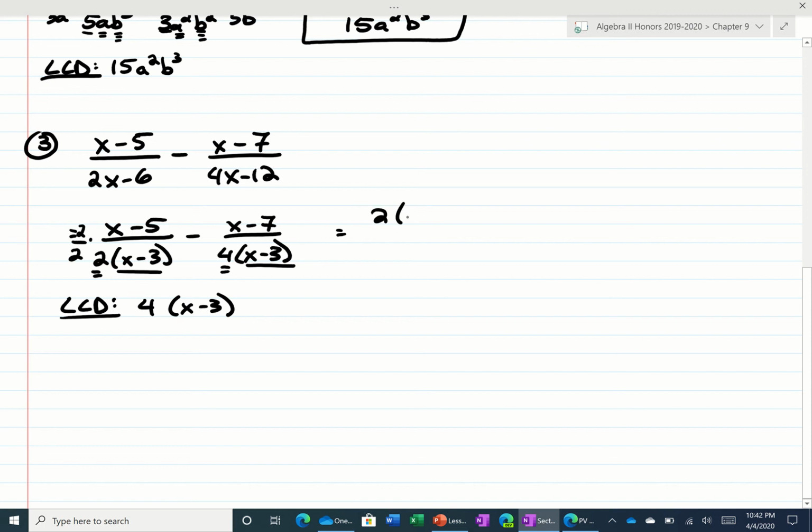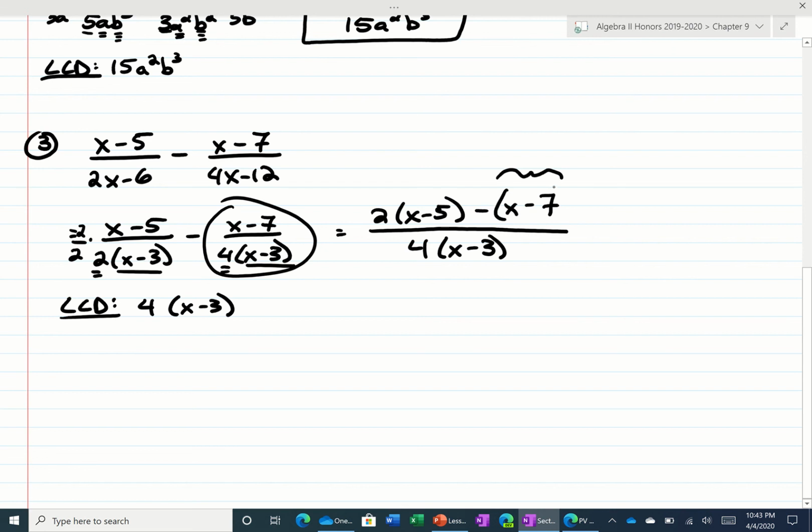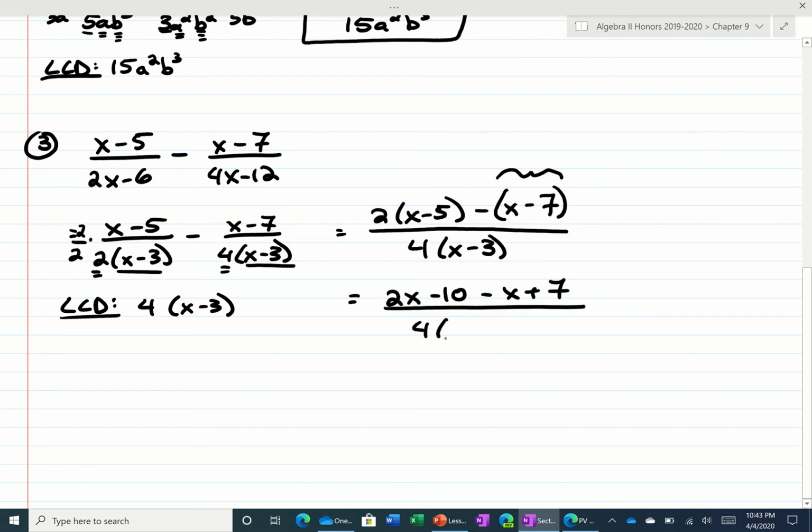And this is what we have. We have 2 times x minus 5 minus x minus 7 all over 4 times x minus 3. Now some of you that are really good notice that over here I didn't put a parentheses. You're subtracting this whole fraction, so you need to put a parentheses here. So let's combine this now. We're never going to distribute the bottom. Leave the bottom alone, but on top we could distribute: 2x minus 10 minus x plus 7 divided by 4 times x minus 3.